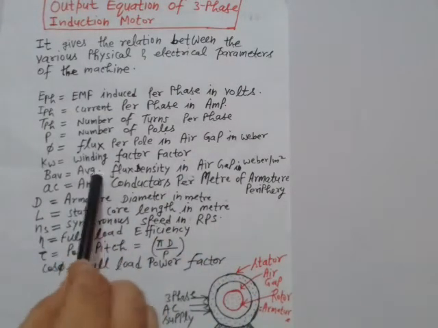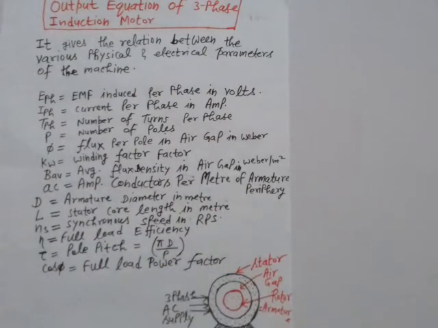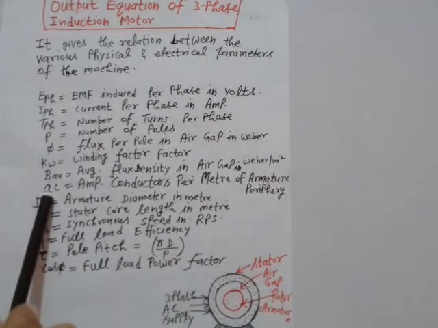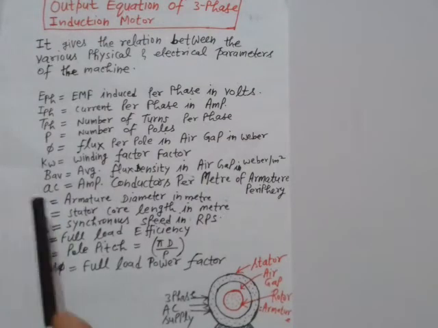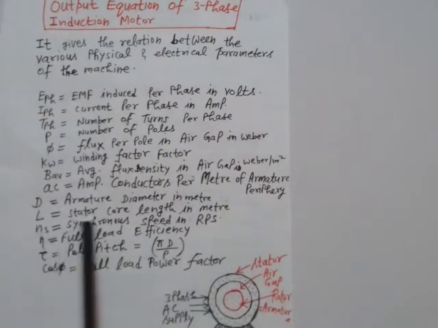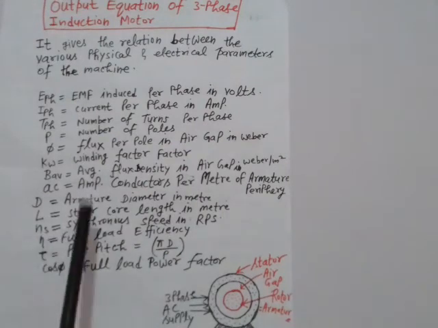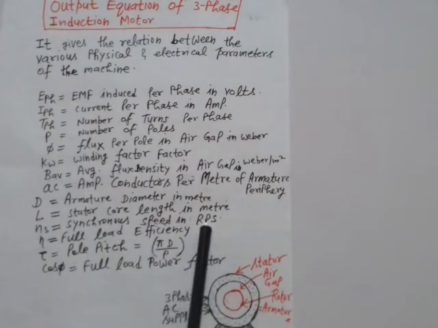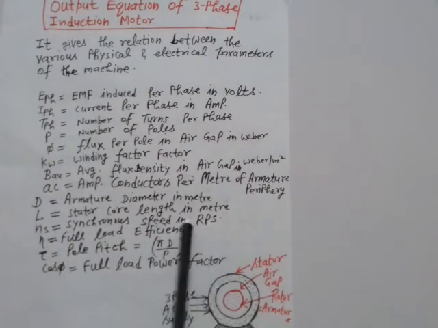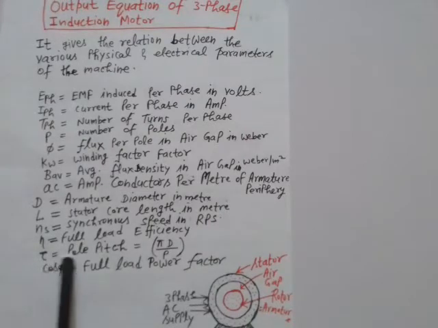B average is the average flux density in air gap. AC is ampere conductors per meter of armature periphery. Armature means rotor, so B average and AC are the two electrical parameters. D is the armature diameter in meters. L is the stator core length in meters. Small ns is the synchronous speed in revolutions per second, RPS. Eta is the full load efficiency. Tau is the pole pitch.